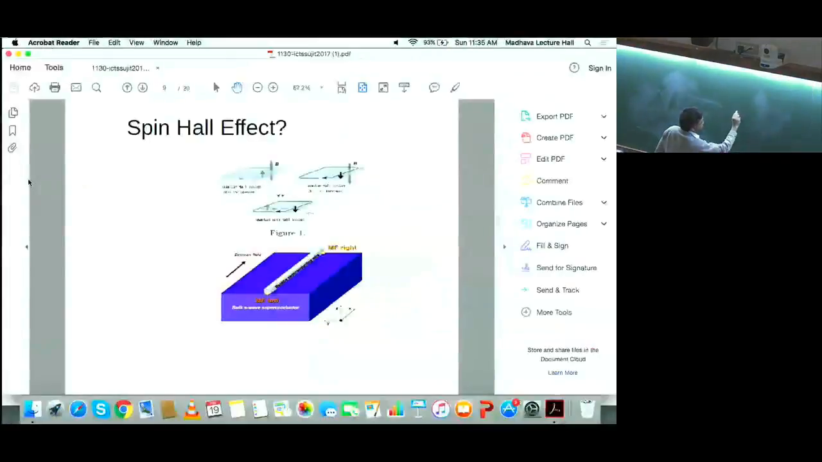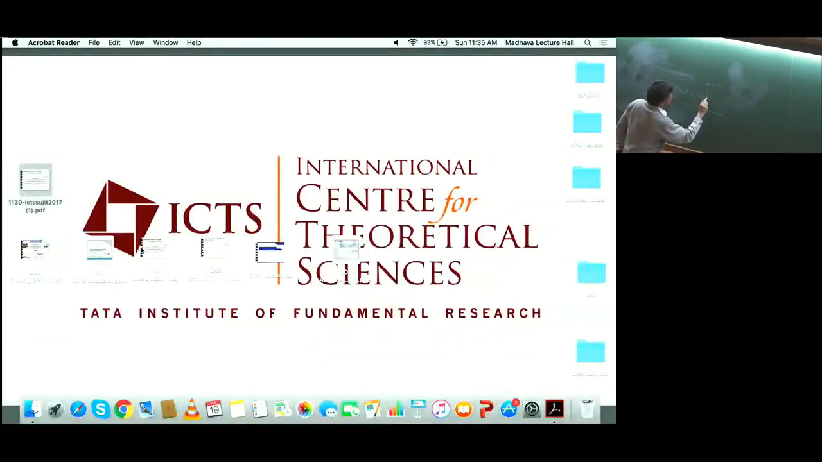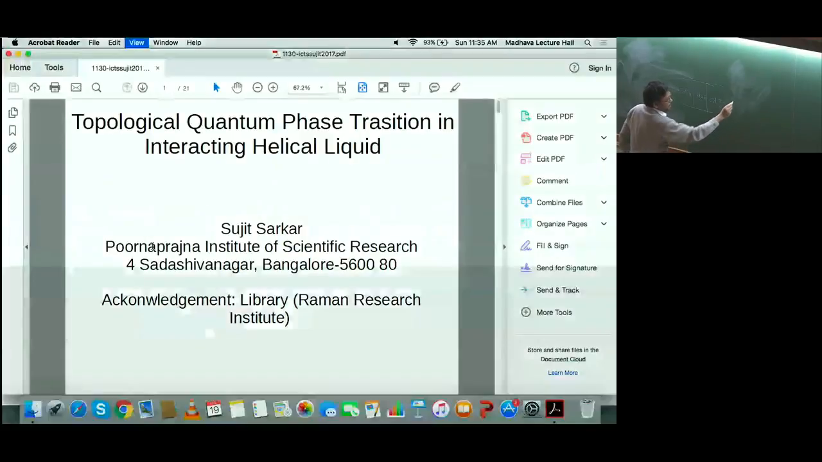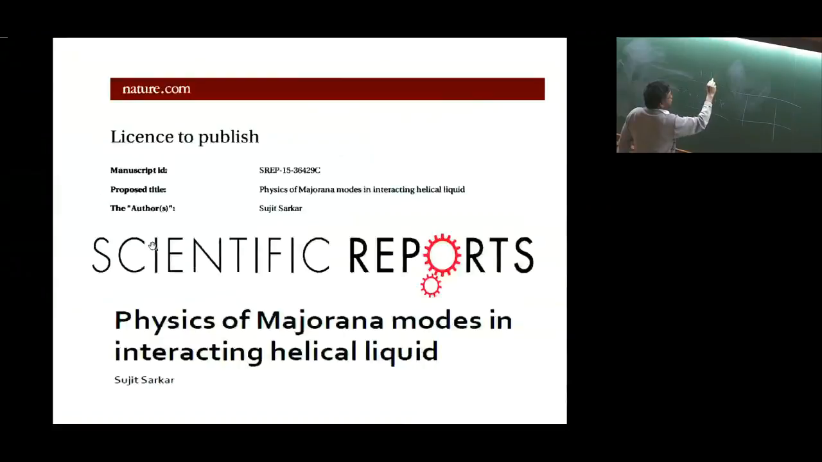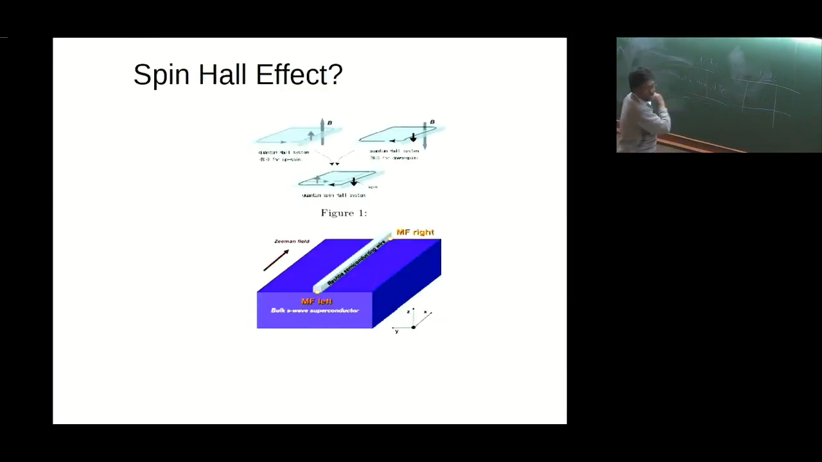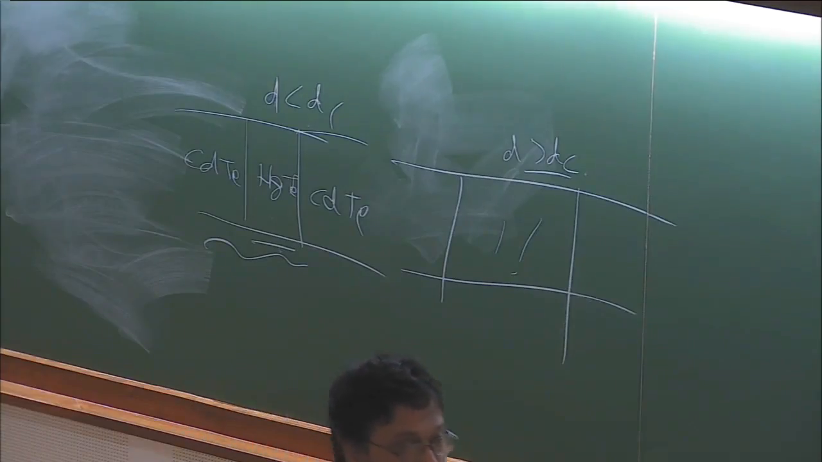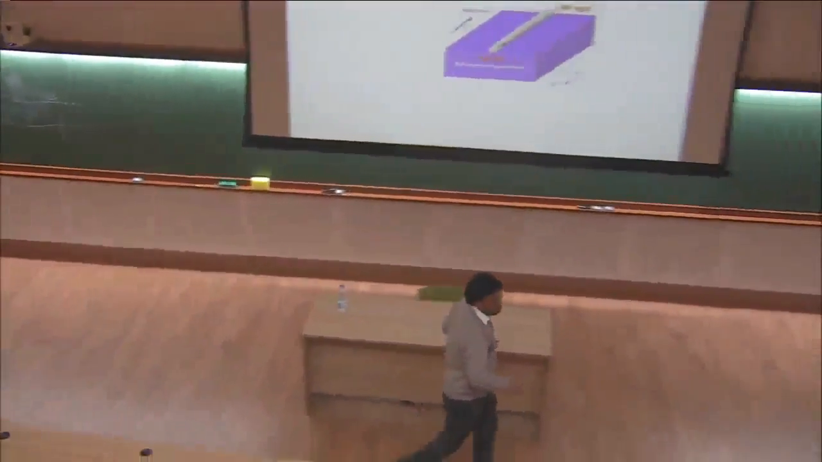Actually, they found this type of sandwich: cadmium telluride, mercury telluride, and again cadmium telluride, the same structure. They found a critical width of this quantum well. When the width is less than the critical width, the system is not in the quantum spin Hall effect. But when it exceeds the critical width, the curvature of the bands changes and the system is in the quantum spin Hall effect.